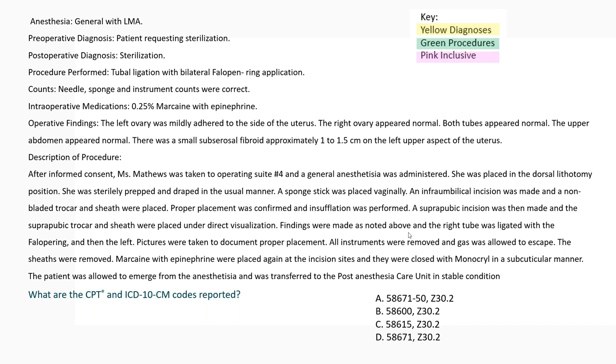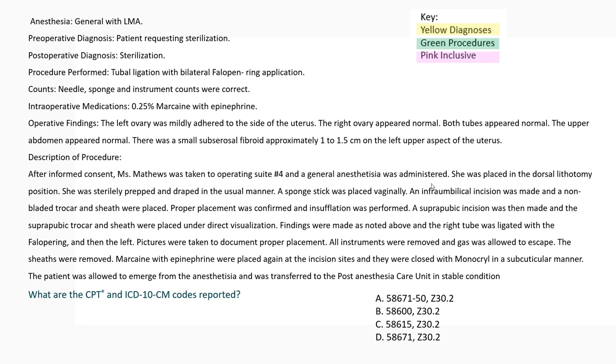Anesthesia general with LMA. Preoperative diagnosis, patient requesting sterilization. Postoperative diagnosis, sterilization. Procedure performed, tubal ligation with bilateral fallopian ring application. Counts, needle, sponge, and instrument counts were correct. Intraoperative medications, 0.25% Marcaine with epinephrine.